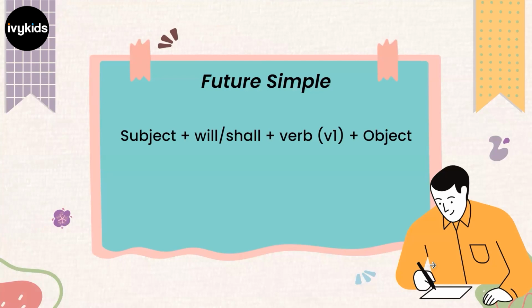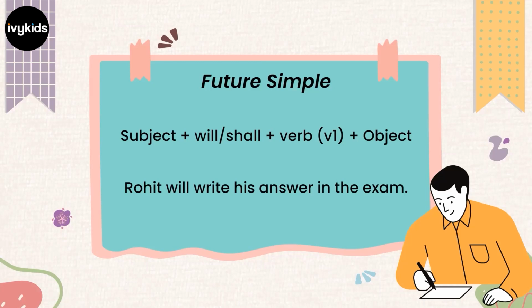Let's have a look at this example. Rohit will write his answers in the exam. This simply clears that we are talking about an action that will take place after this present time when I'm talking about it. Okay? And it has no real connection with the present time. I'm talking everything about the upcoming time, future time.